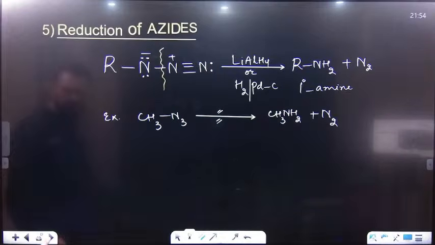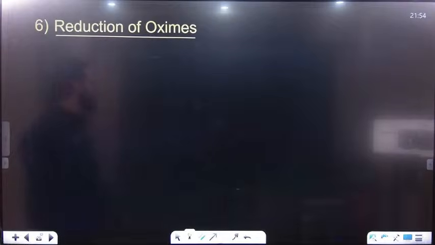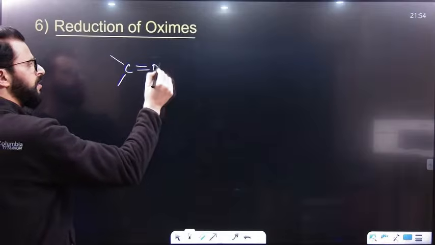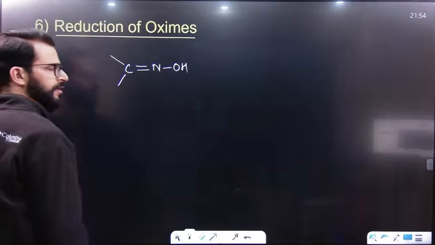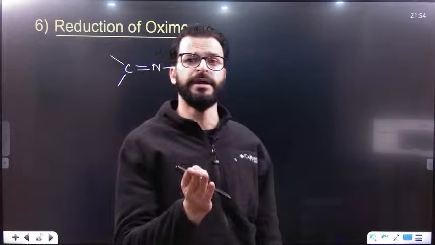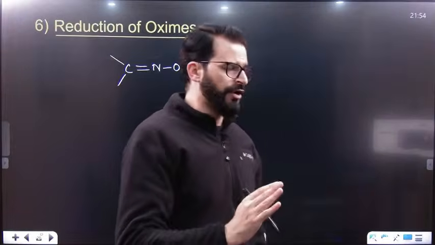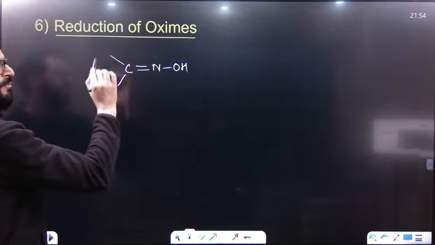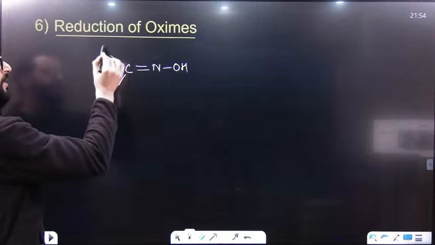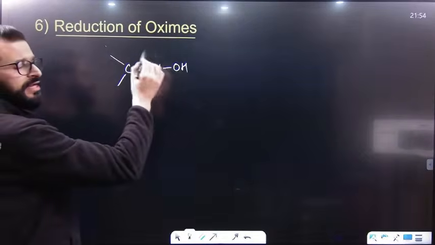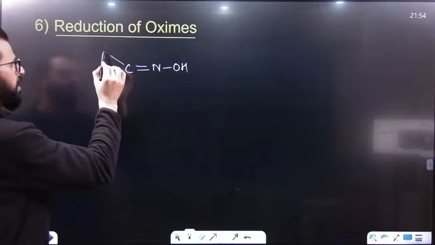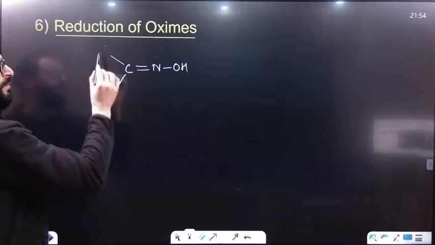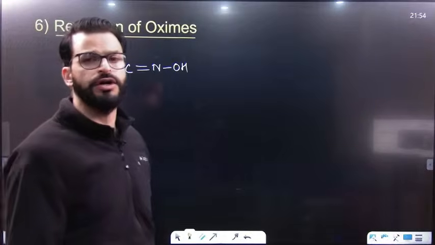Another reduction is of oximes. Oxime is basically this one: C double bond N, single bond OH. It can be formed either from aldehyde or ketone. Now, if here the values are H and H, that means it is an oxime obtained from aldehyde. If here it is R and H, that means once again it is an oxime of aldehyde. But if neither H is present here or here, and alkyl or aryl groups are present, then this is known as an oxime of ketone.